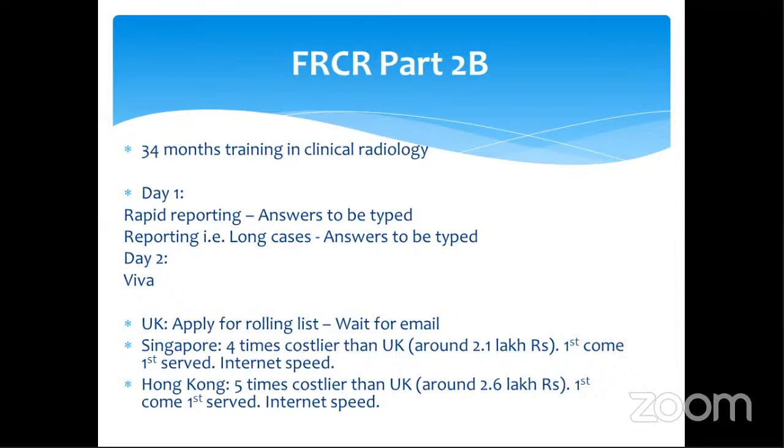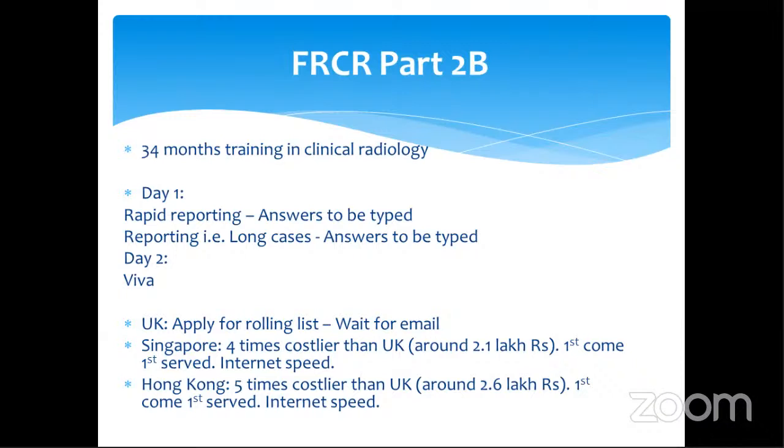Coming to the last part, the FRCR part 2B, to appear for that, you need to show proof of 34 months of training in clinical radiology. For DMRD candidates, you need to show 1 year of additional senior residency experience after your 2 years of DMRD. Day one is on rapid reporting and long cases, and for both of these the answers have to be typed. And day two, which is around 1 to 5 days after the first day, is for Viva.